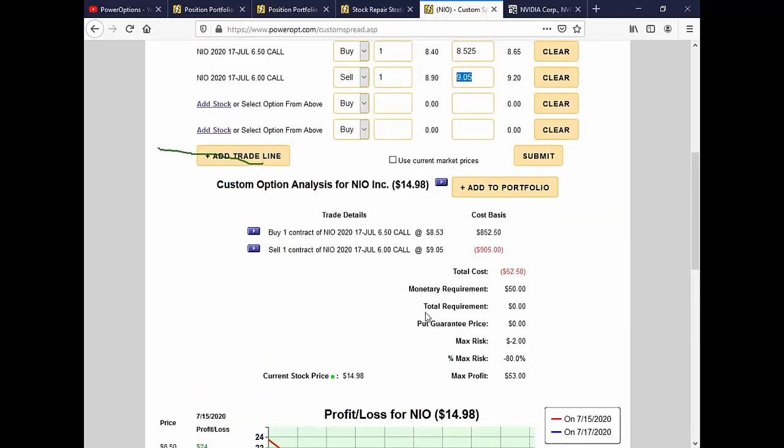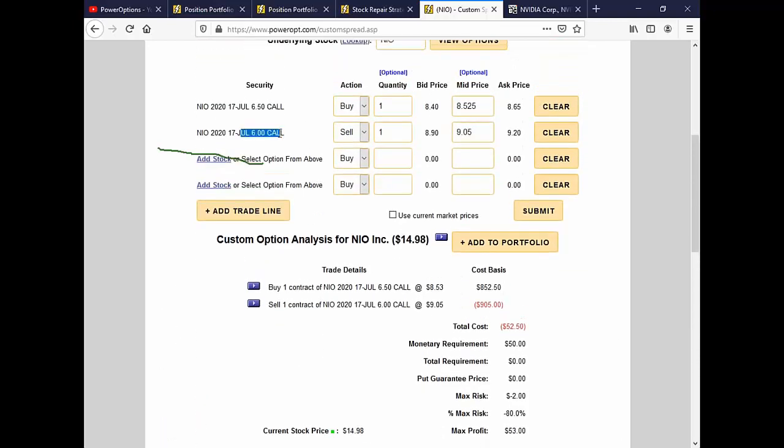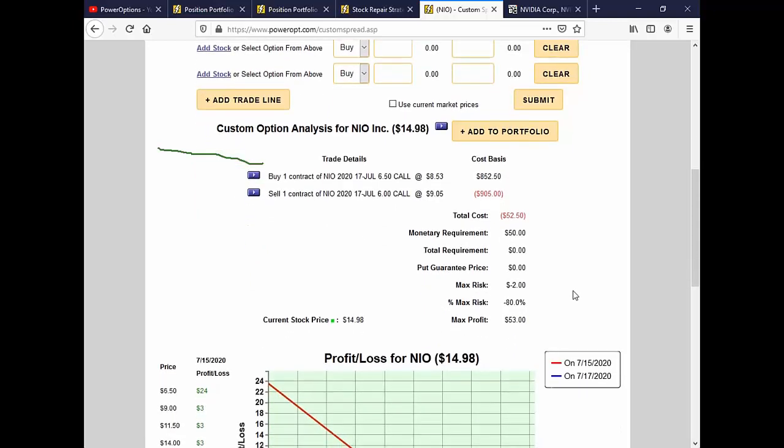It's kind of strange. At expiration, if the stock is above both strike prices, your broker will buy shares of stock for you at $6.50 and sell it at $6, and you'll pay a debit of 50 cents.